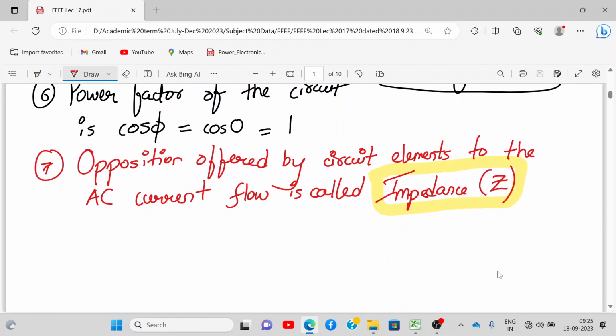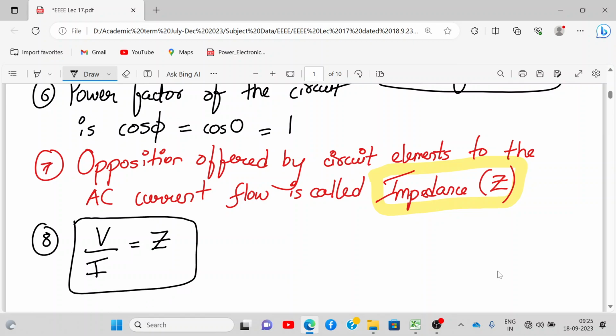So by Ohm's law we know V by I in an AC circuit is written as Z. Remember this now. This will be the new version of Ohm's law. This is equation number 4. In case of AC circuits, never call it resistance, call it impedance. V by I will be Z. Remember that.